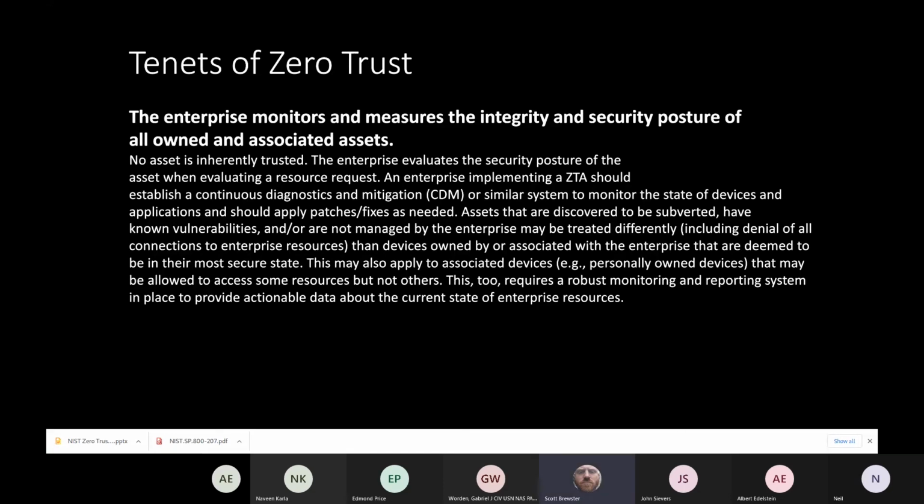Okay, he's in. This too requires a robust monitoring and reporting system in place to provide actionable data about the current state of enterprise resources.